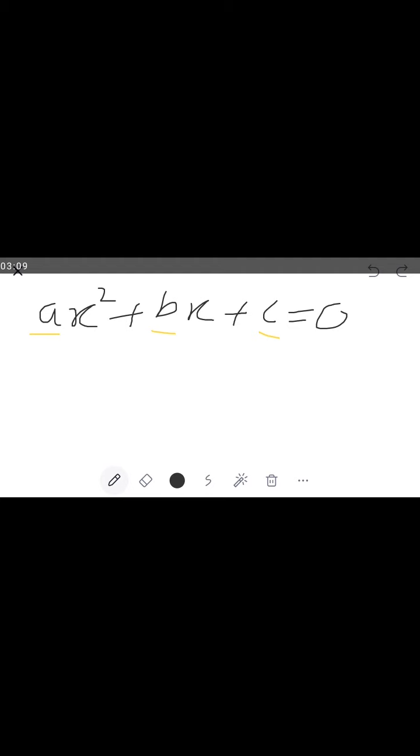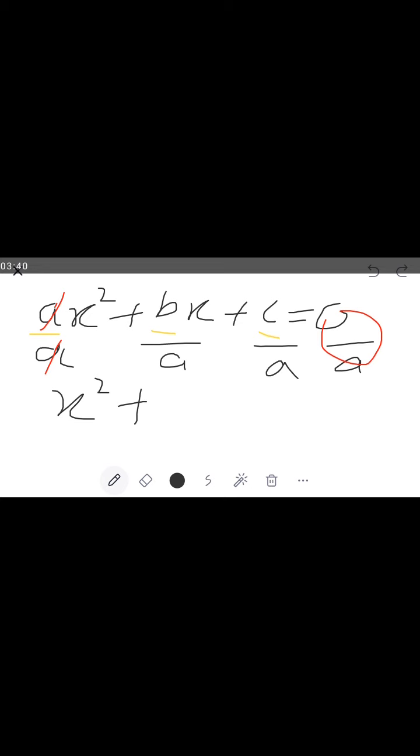So if we divide both sides by a, then the equation becomes a divided by a, and the right side will be 0. Then the equation will be modified to x square plus b upon a x plus c upon a is equal to 0.